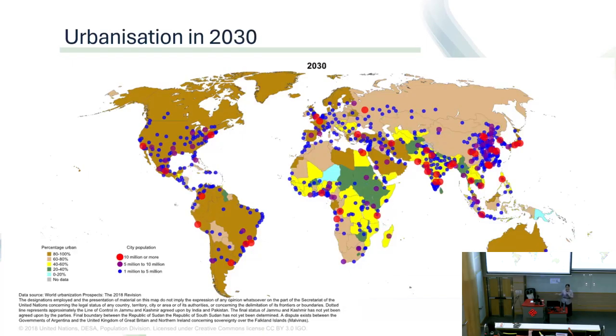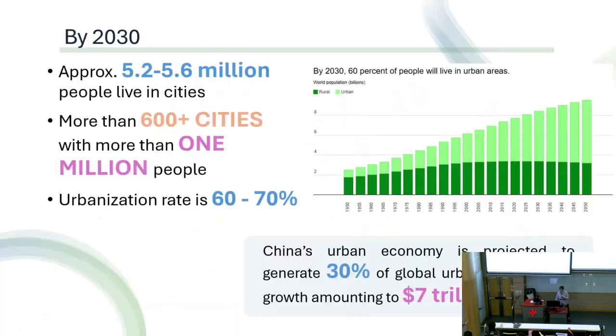It is estimated that in 2030 there will be even more than that, around 6 out of 10 people living in cities. So in urban and rural areas, we won't have as many people. We've got a lot more activities happening inside the cities themselves, a lot more traffic and a lot more waste. By 2030, approximately 5.2 to 5.6 billion people would live in the cities, and there will be more than 600 cities with more than 1 million people.